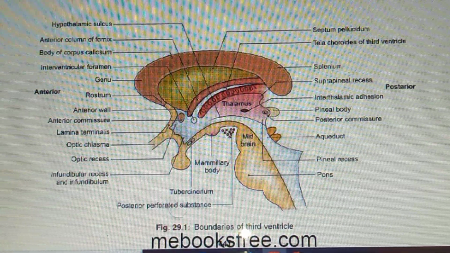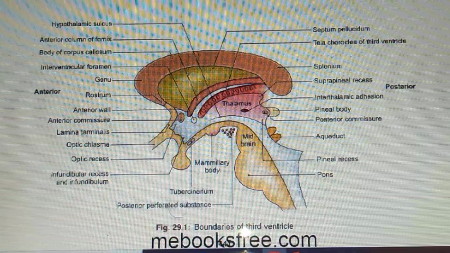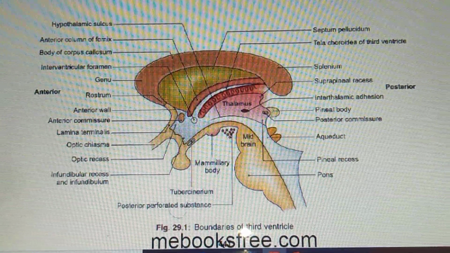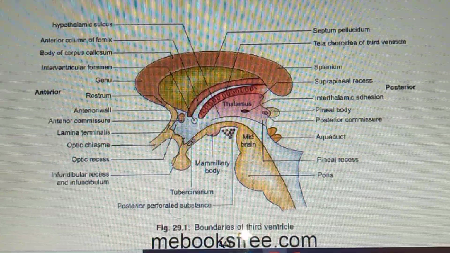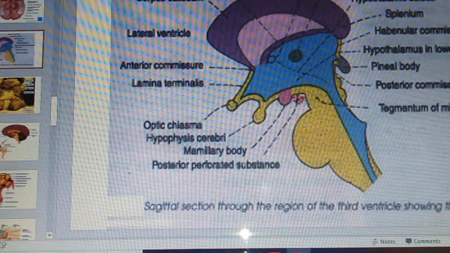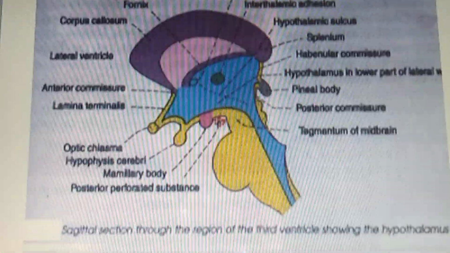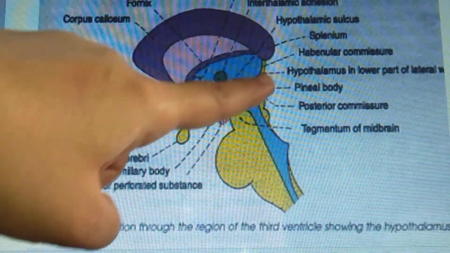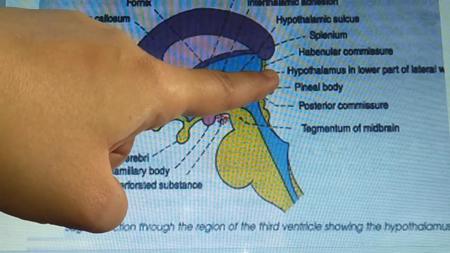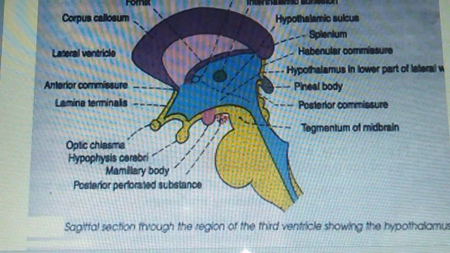The habenular stria lies at the junction of the roof and the lateral wall, and the two stria join posteriorly at the habenular commissure. It is not shown in this diagram. We'll see another one. Yeah, here you have seen this diagram previously also, and here you can see the habenular commissure is shown. So this habenular stria or the habenular commissure lies at the junction of the roof and the lateral wall.